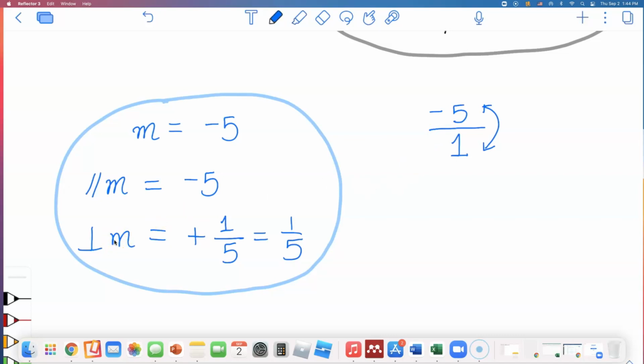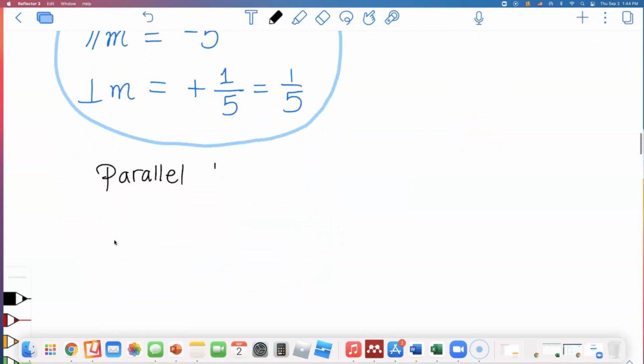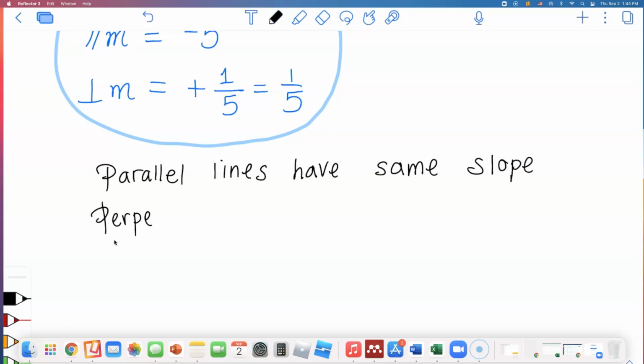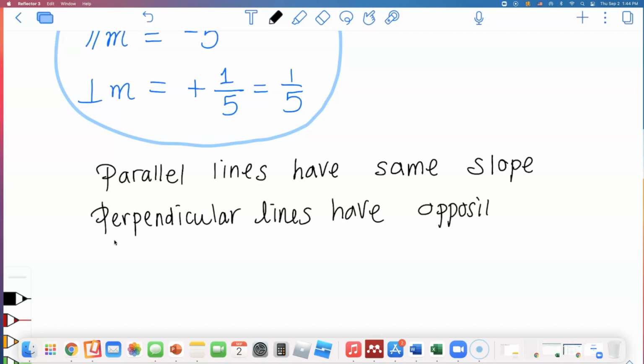I always say that parallel lines have the same slopes, while perpendicular lines are a little different, right? Perpendicular lines have opposite in sign and reciprocal slopes.